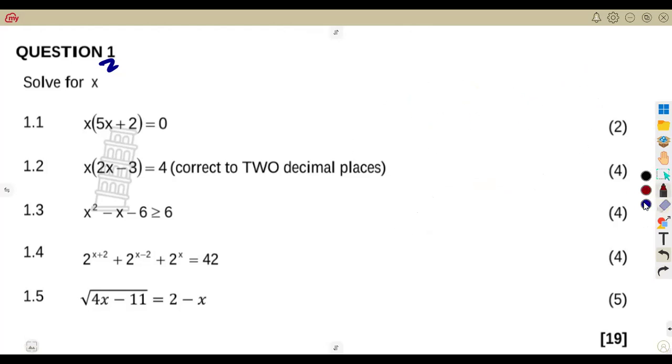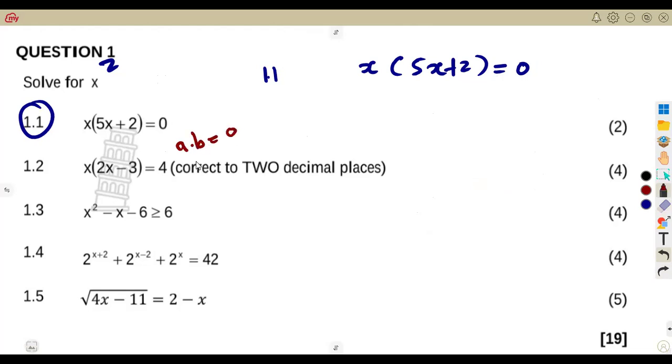So like I said, guys, this is what we're given. 1.1, we're given x into 5x plus 2, and that is equal to 0. That is what you're given on the first question. You're asked to solve for x. Remember your zero product concept. The product of a and b to be equal to 0 means a must be equal to 0 or b must be equal to 0, as long as there's a product.